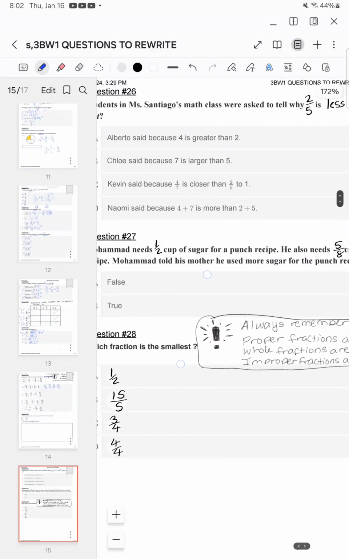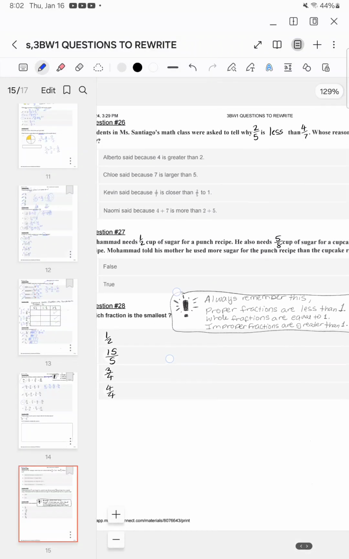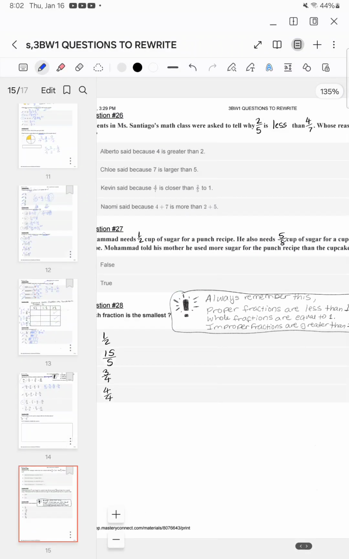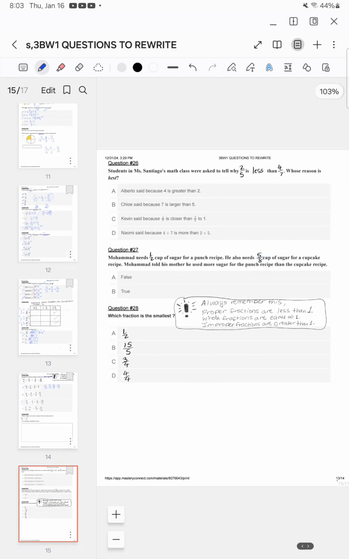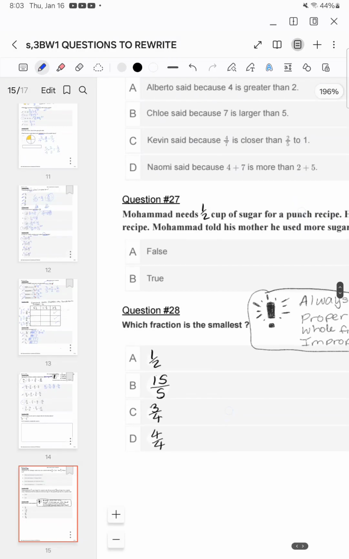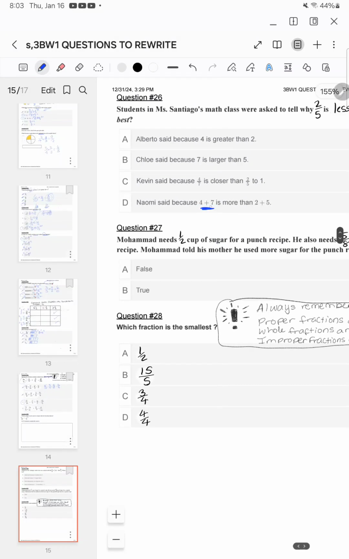Okay, students in Miss Santiago's math class were asked to tell why 2/5 is less than 4/7. Whose reason is best? So let's see what answers don't make sense. See, now we're not adding anything here, are we? That's a no-no. And then fractions are division problems. Like, what's going on? We're not even adding fractions here. You can't just do this. So this makes no sense.